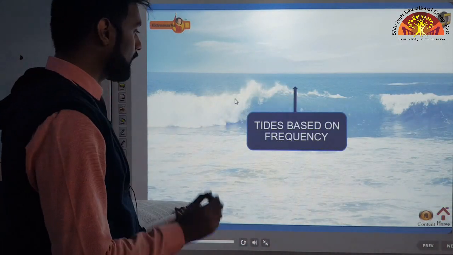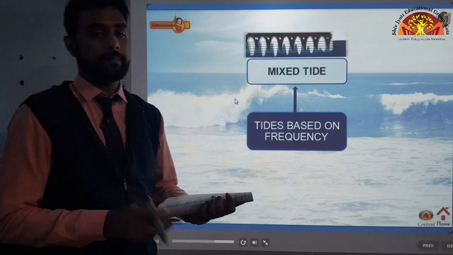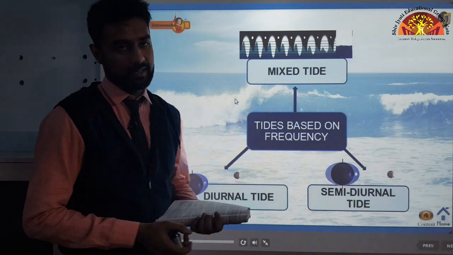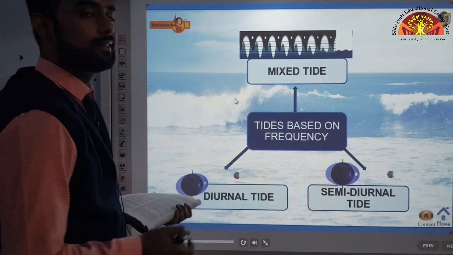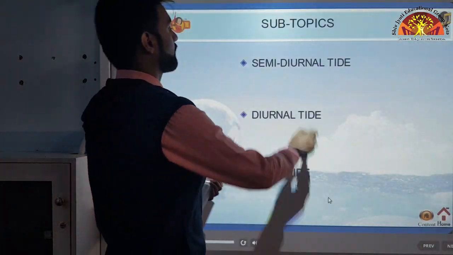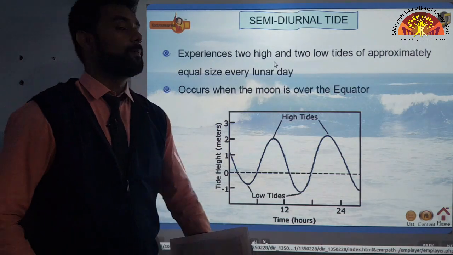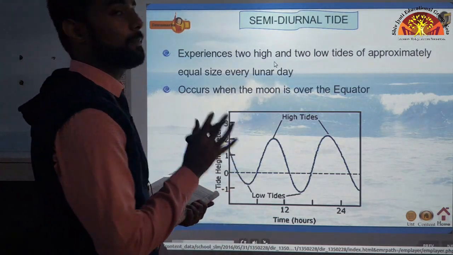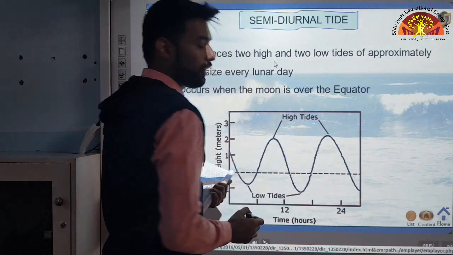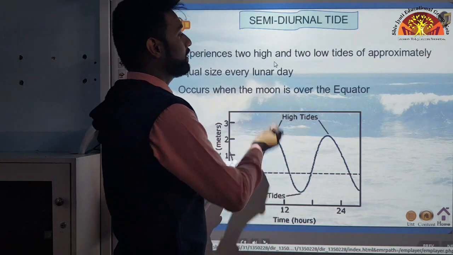Now on the basis of frequency, tides are divided into three parts, that is the mixed tide, the semi-diurnal tide and the diurnal tide. So let us first discuss the semi-diurnal part, which is given in your book as well. Now, as you can see, in a semi-diurnal tide, it will experience two high tides, as you can see here, and two low tides, as you can see in the diagram. Two waves of water will rise up.